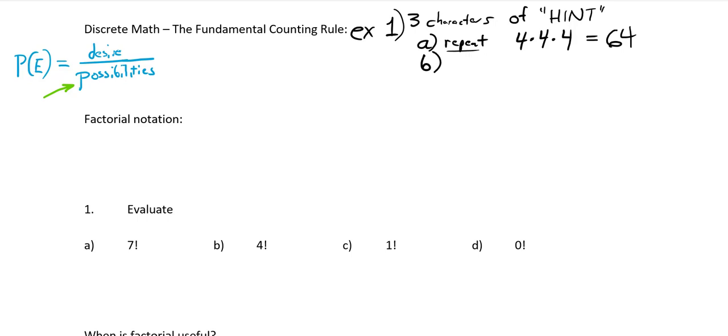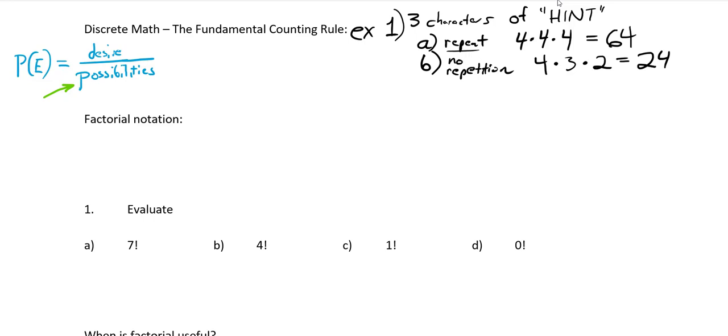Now, in part B of this example, what if you can't repeat? So there's no repetition. Well, that means you would start off with 4, because you could pick any of these 4 letters. But then you can't pick the same letter again. So now you have 3 letters to choose from. And then for the next letter, you would have 2 letters to choose from. 4 times 3 times 2 is 24 ways if you are not allowed to repeat. So you're kind of hoping that the 3-letter passcode that will get you into this system from the letters of hint has no repetition, because then you would only need 24 guesses to ensure that you'd have all of the different possibilities for the problem.